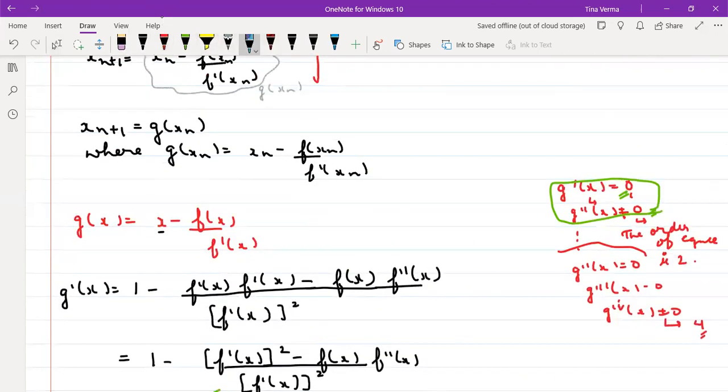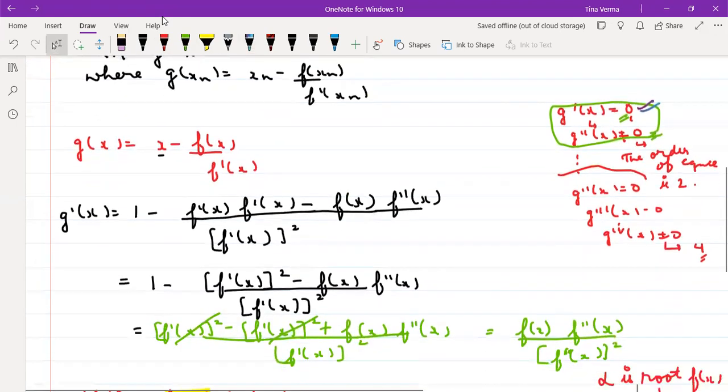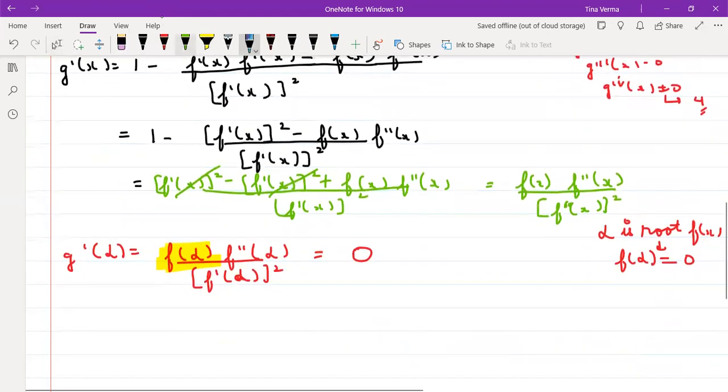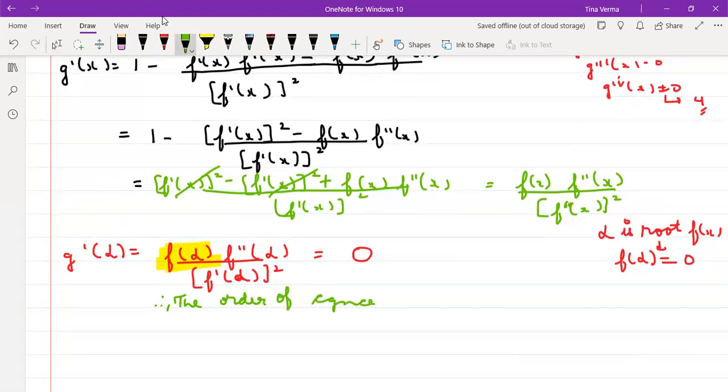So that you have done already in the fixed point. If the first derivative is coming out to be 0, then the order of convergence is more than 1. So from here we got the idea that the order of convergence is more than 1. Now how to show it is converging quadratically? So you have to go for the double derivative.